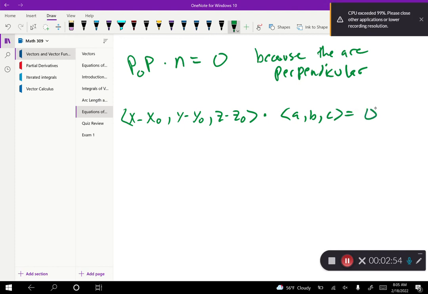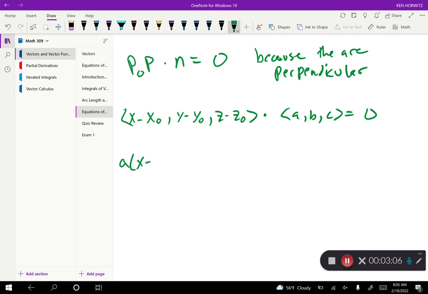Now remember, your dot product yields a scalar. So let's do the multiplication. So I have A times X minus X naught plus B times Y minus Y naught plus C times Z minus Z naught, and the whole thing equals 0. This is indeed the scalar form of the equation of a plane.